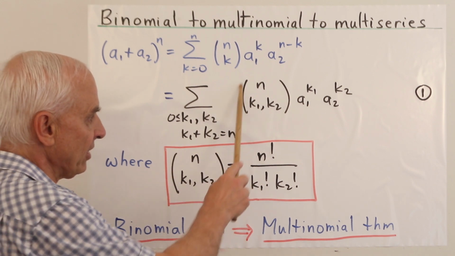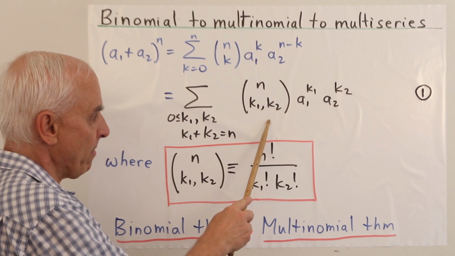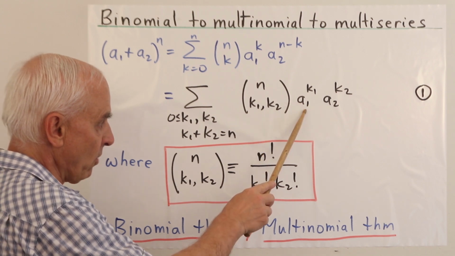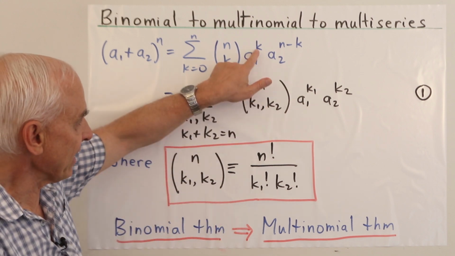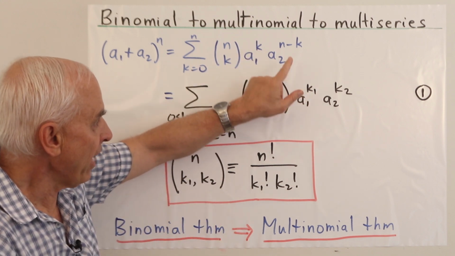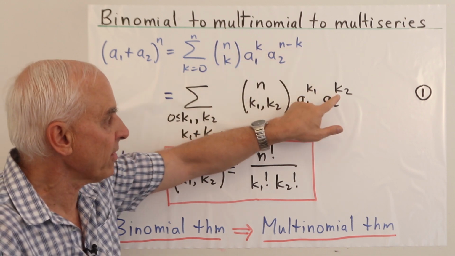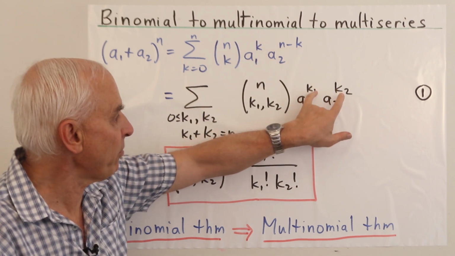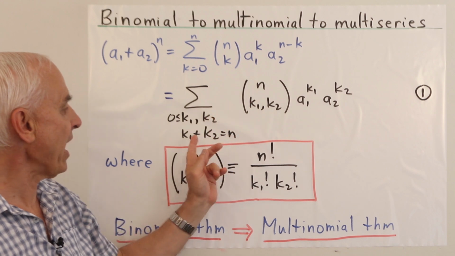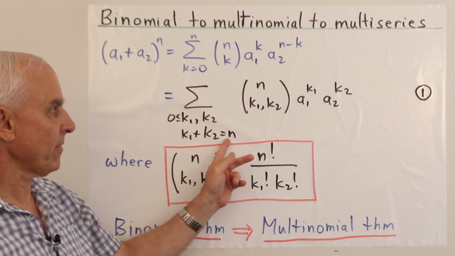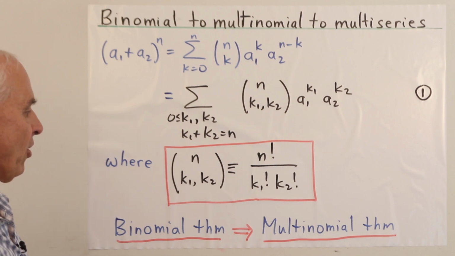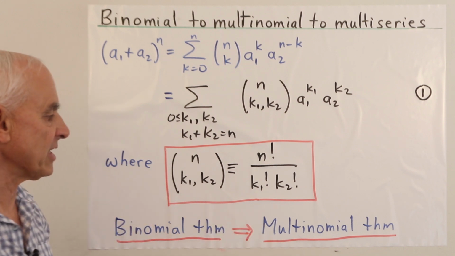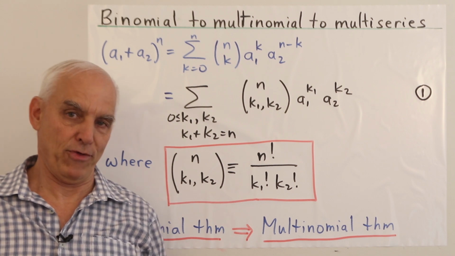Then we can write it in this form where this is this new kind of binomial coefficient times a1 to the k1, a2 to the k2. So what we've really done is we've replaced the k that was sitting here with k1 and replaced the n minus k with k2. So now k1 plus k2 symmetrically add up to n. Okay, that makes it a little bit more symmetrical. And it's also a step towards expressing the multinomial theorem.